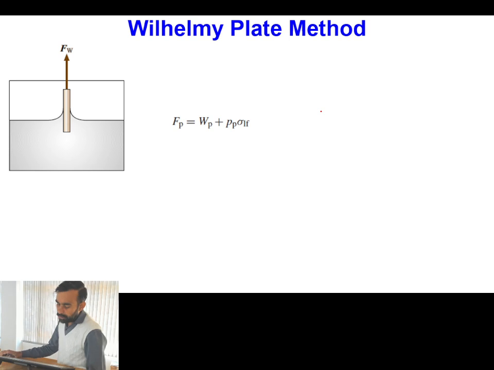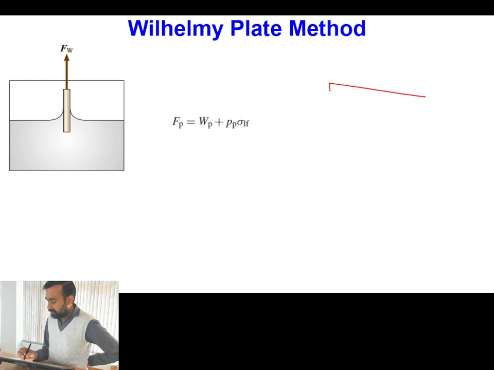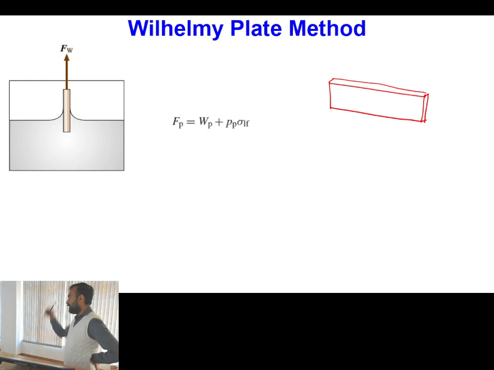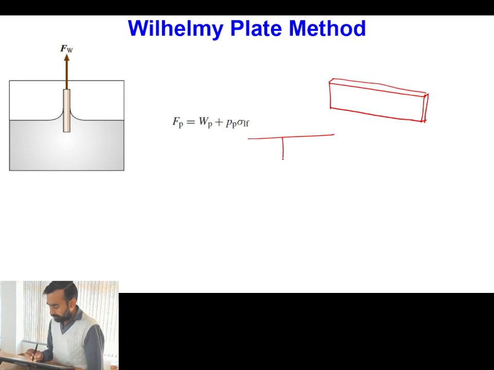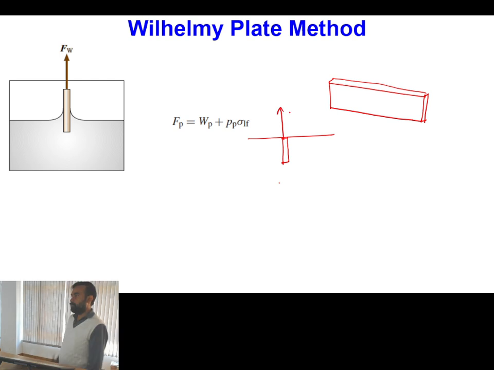Next is the Wilhelmy plate method. The Wilhelmy plate method is again identical to the ring method. The only difference is that instead of pulling a ring, we consider a rectangular cross section plate, and this entire plate is pulled in the upward direction. Initially the plate is submerged within the interface, and after it is submerged, it is pulled in the upward direction.